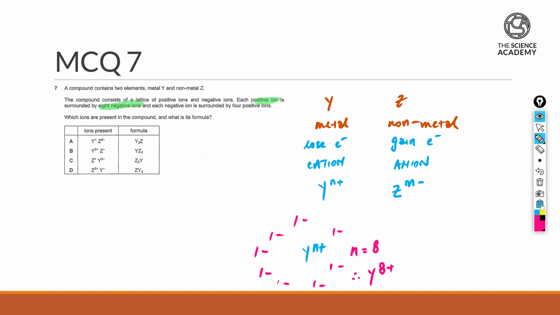Now for the case of Z, the question mentioned that the negative ion here is actually surrounded by 4 positive ions. So with a Zn-, 4 positive ions of plus, and plus, suggesting that each, if let's say it was a 1+, I will know that my N would have possessed a value of 4, giving me a Z4-.